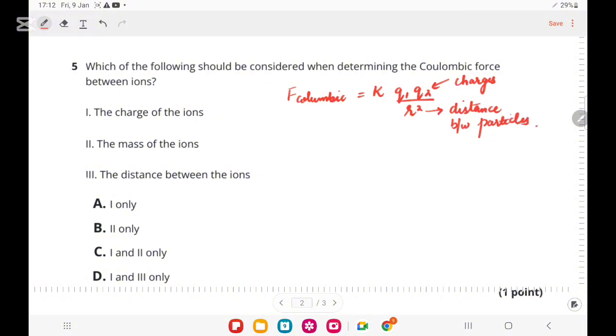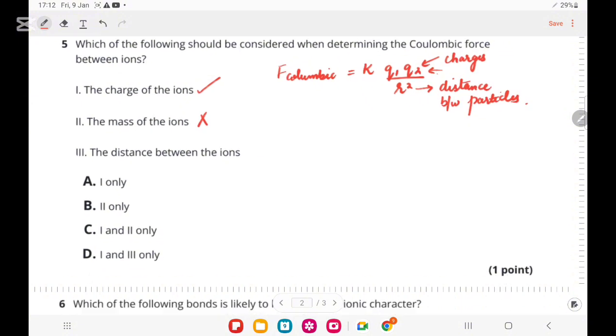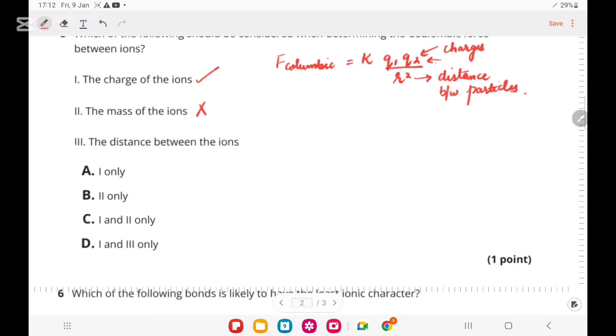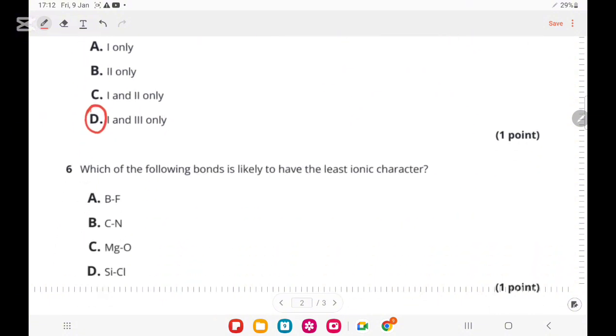So they are saying which of the following should be considered when determining the Coulombic force between ions. The charge on the ions, that is absolutely correct because it is dependent on the charge of the ions. Then the mass of the ions, it's incorrect because it doesn't depend on the mass. Then the distance between the ions, it's absolutely correct. So the option is going to be 1 and 3. So the answer is going to be D there.